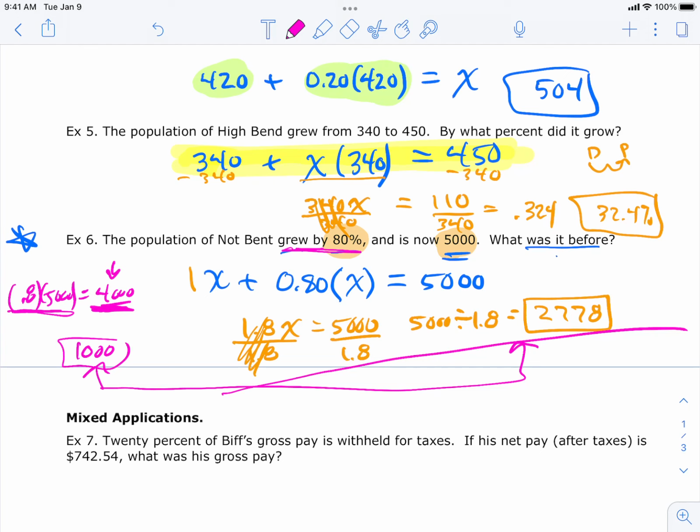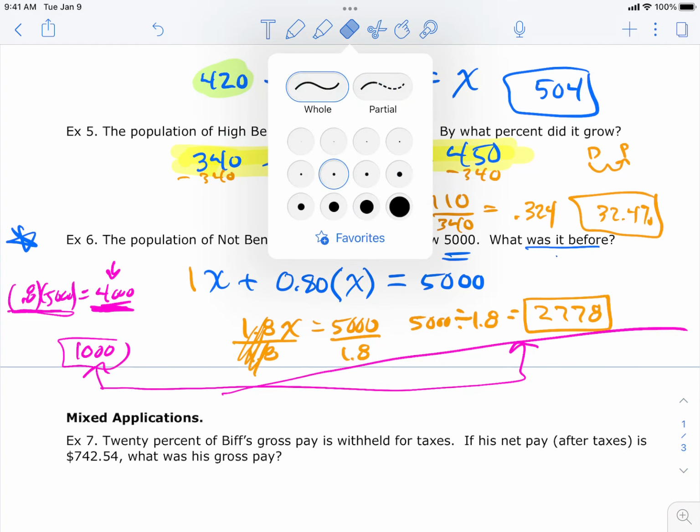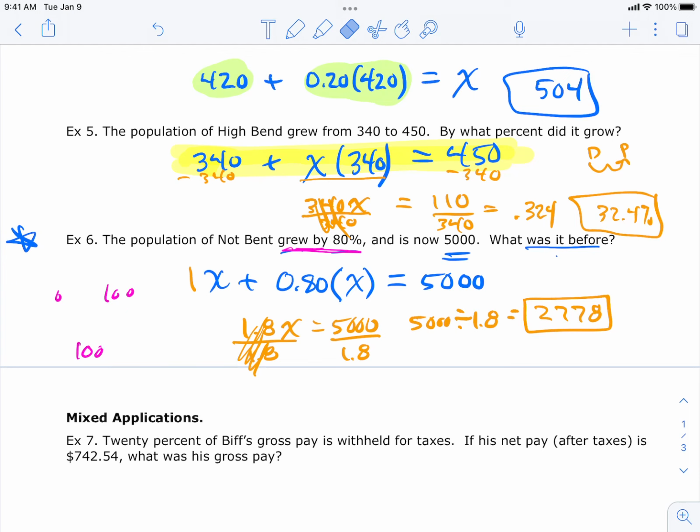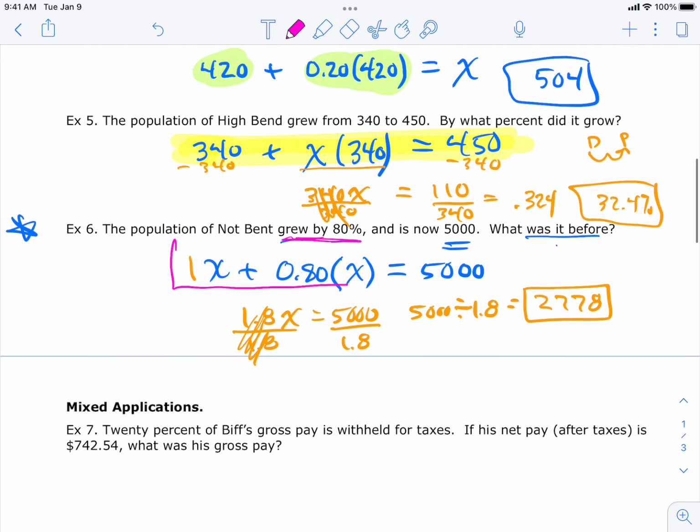You don't want to fly off the handle. I'm not going to give partial credit if you do that. If you go 0.8 times 5,000, I'm like, okay, this person's not listening to me at all, and you're not going to get partial credit. So don't do it that way, please. Do it the nice and safe way. That's the best way to do it.